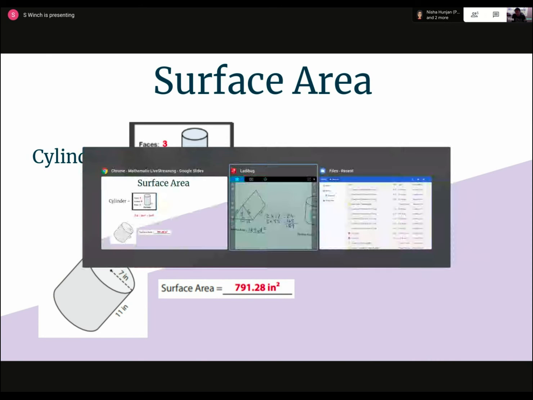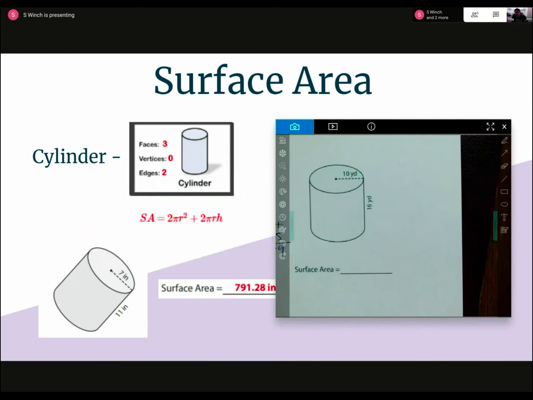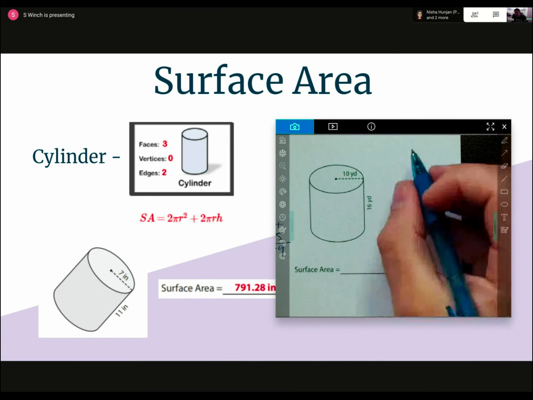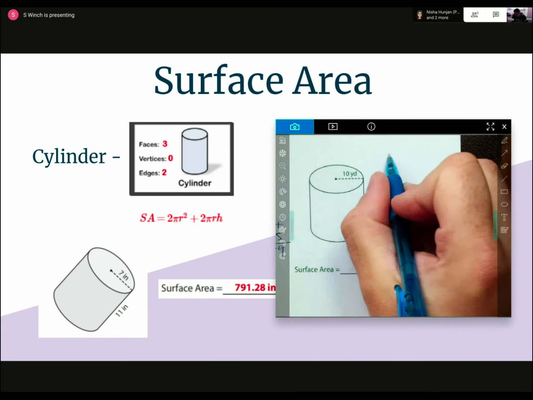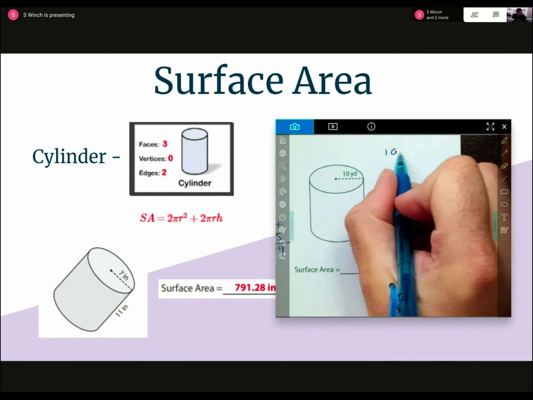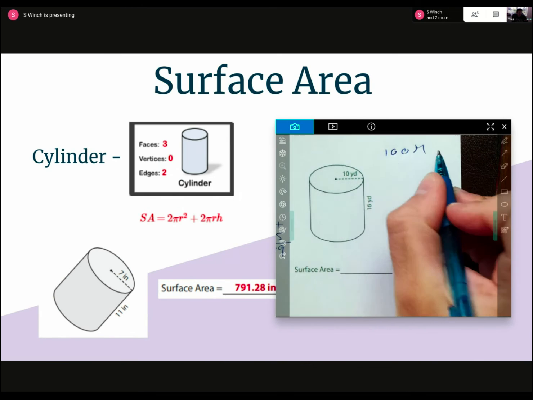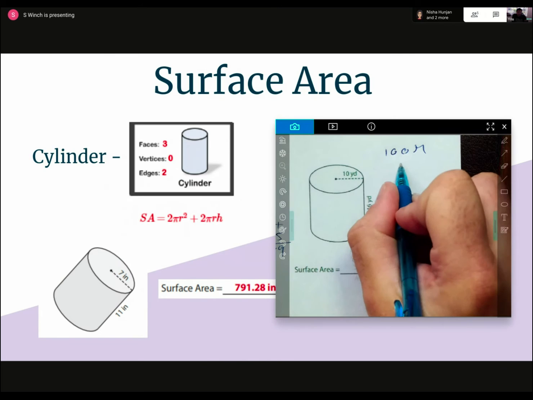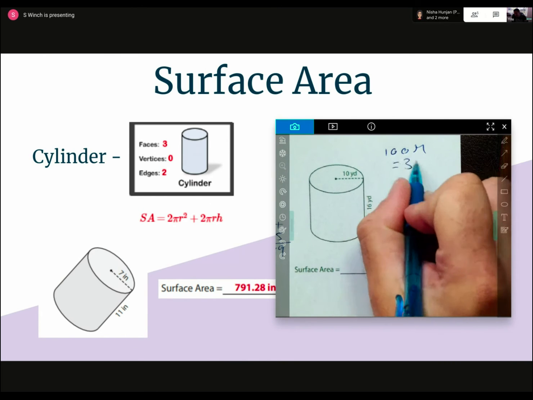Let me give you an example on my screen. So you've got the surface area here. The radius is 10 and the height is 16. So here the first step would be to 10 squared to give us 100, and then multiply that by pi, which of course, if we're using 3.14, that would give us 314.